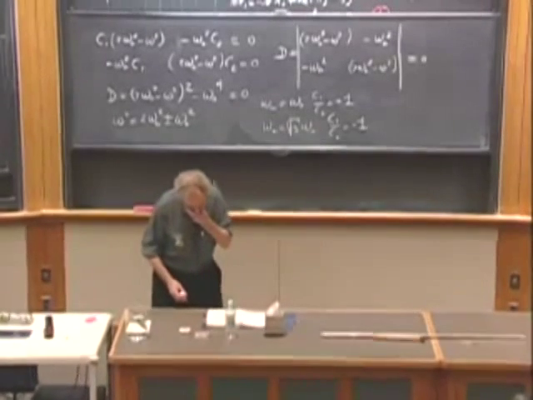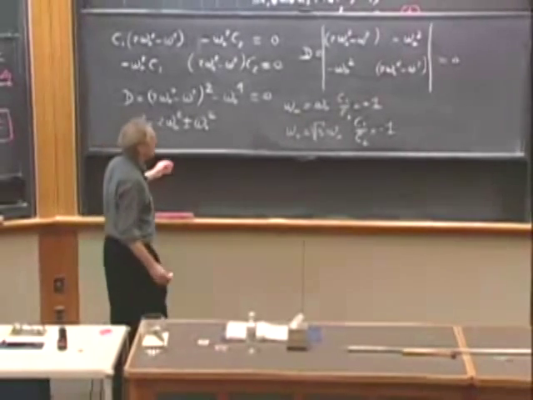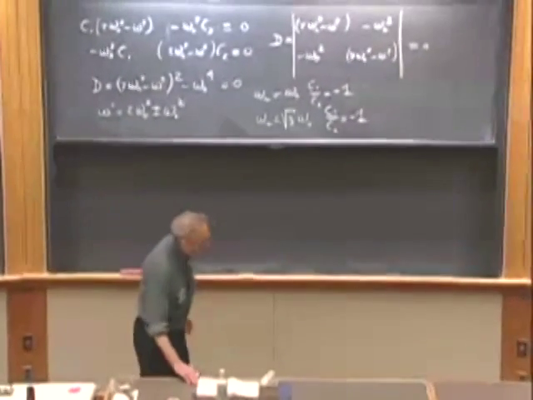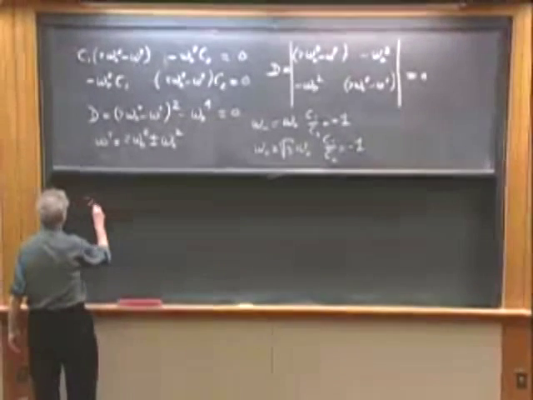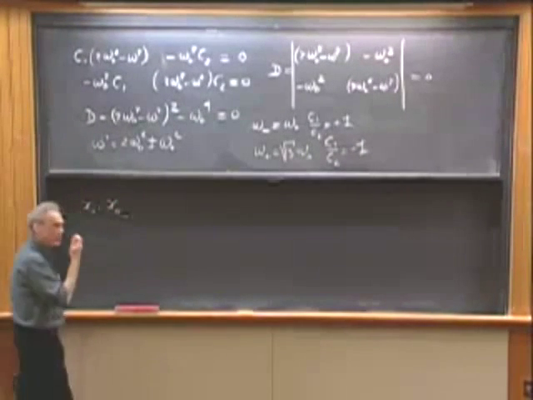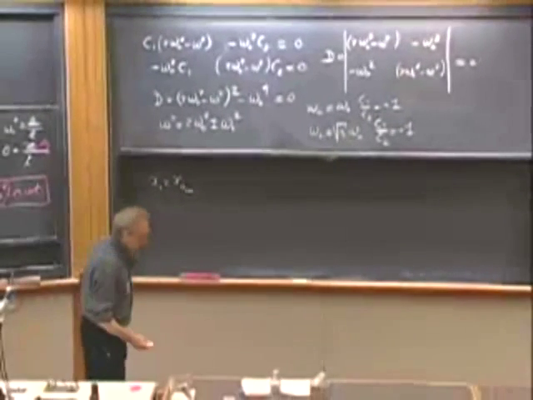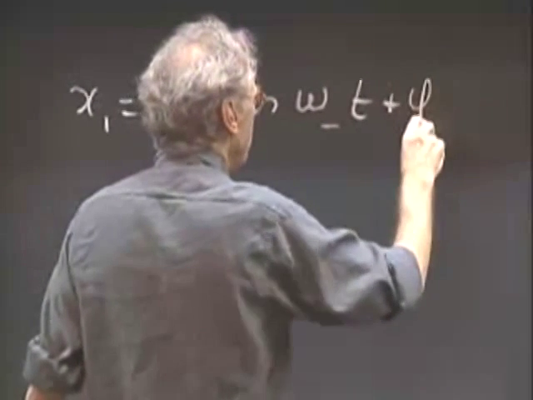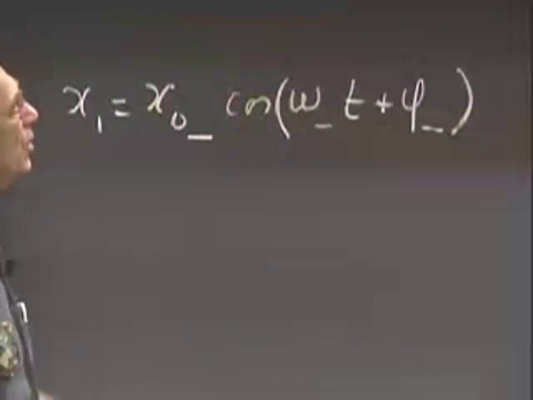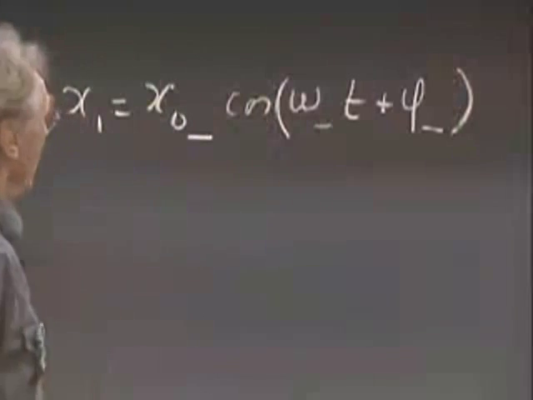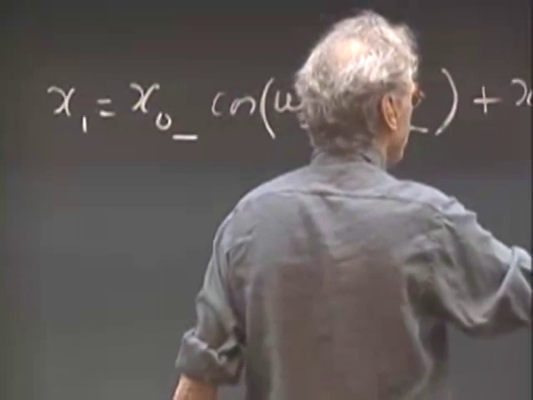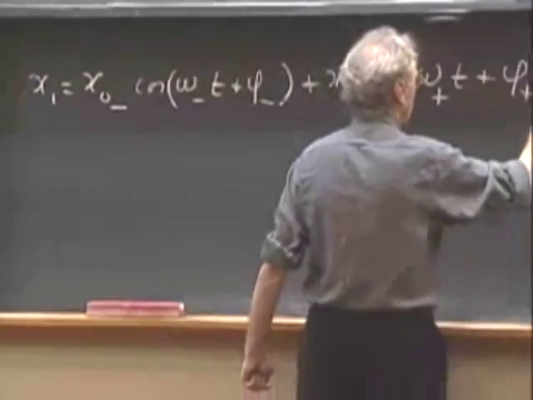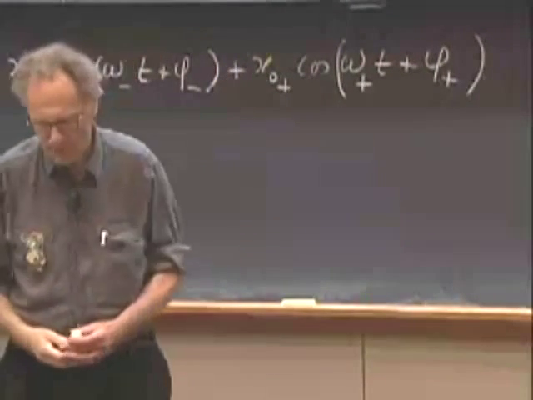So the general solution now for a given initial condition, so if now I give you the initial condition, then the general solution would be for x1 would be x0 minus, the minus makes reference to that lowest frequency, times the cosine omega minus t plus some phase angle minus. All these minus signs make reference to this mode. And then I have plus x0 plus times the cosine of omega plus t plus some phase angle plus. Of course, if you prefer instead of cosine sines, that's fine.